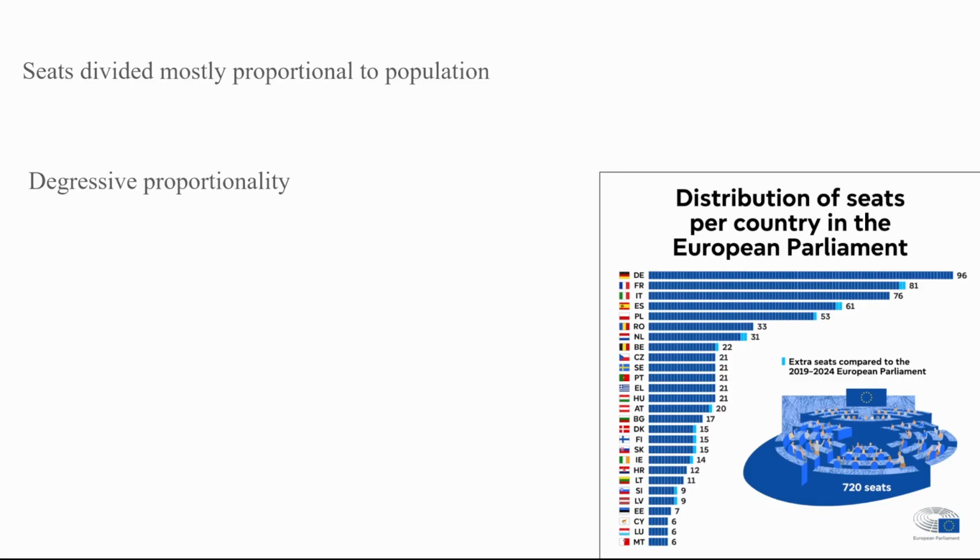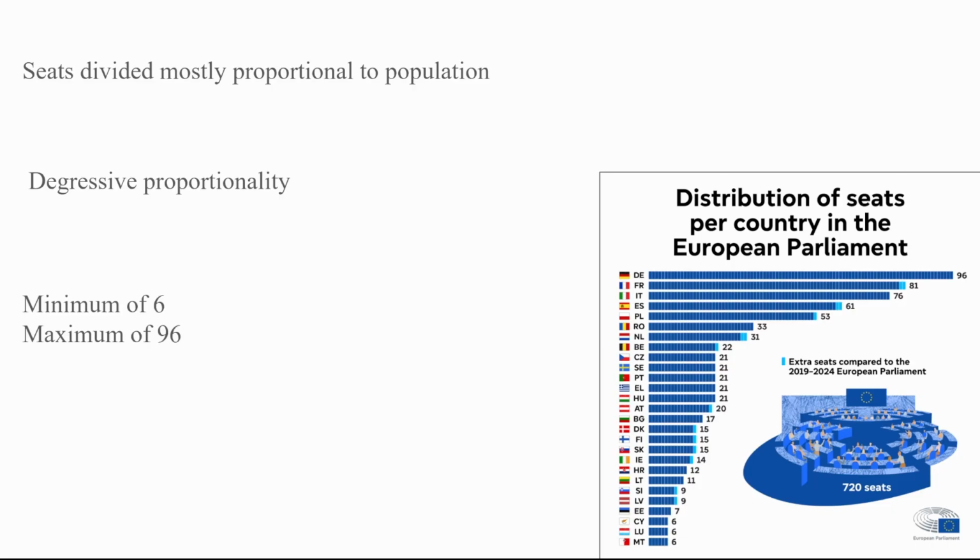But they use something called degressive proportionality. And what that means is that, yes, the biggest states, with most population, get the most seats, but they don't get as many seats as they would have if it was completely proportional. And, of course, vice versa. The smaller states get more seats than they would have if it was completely proportional.